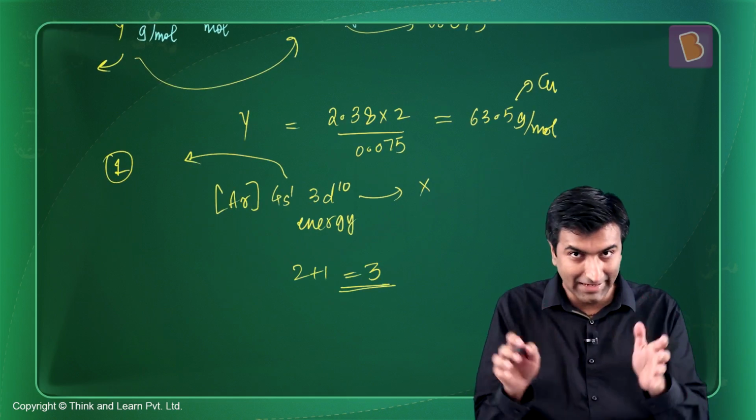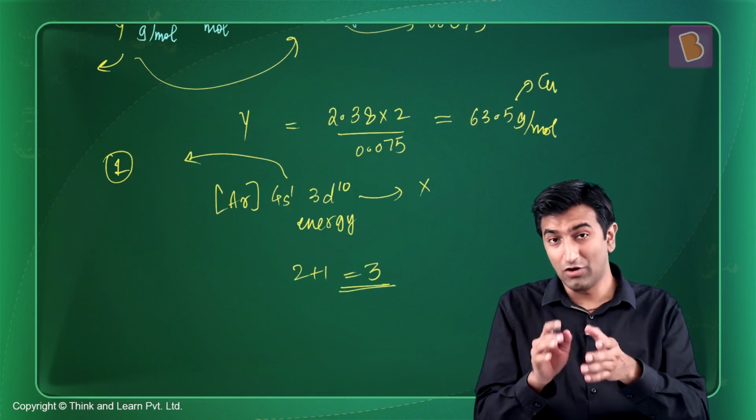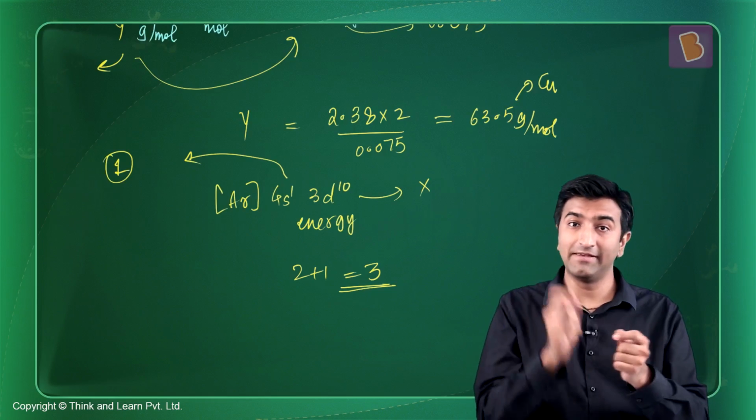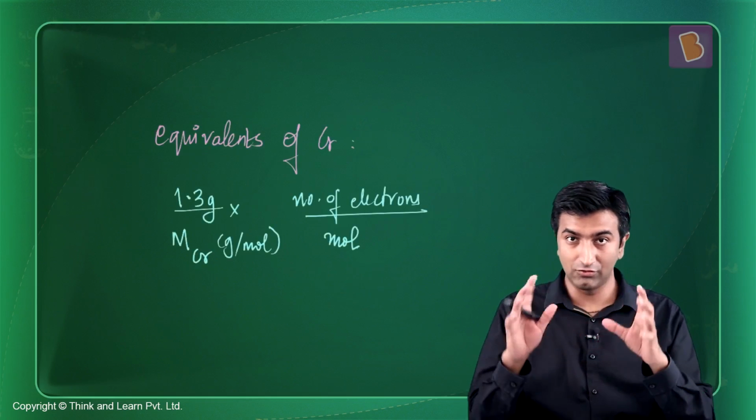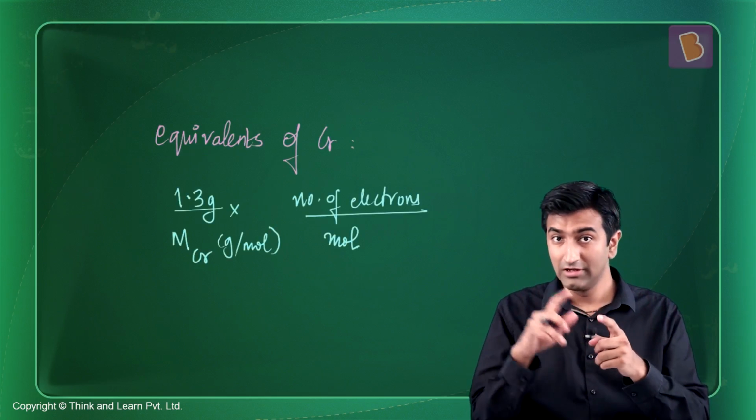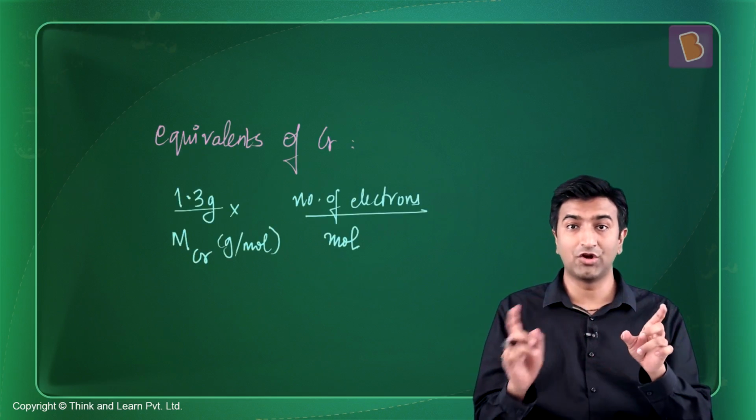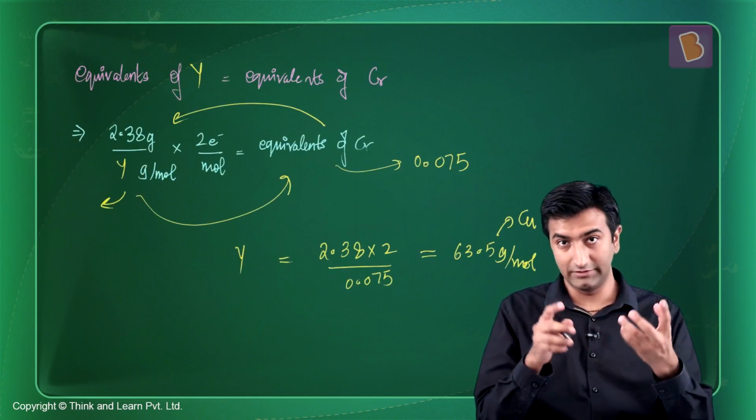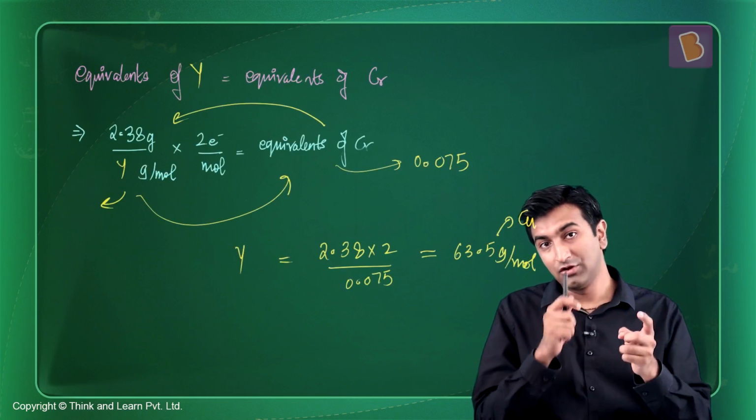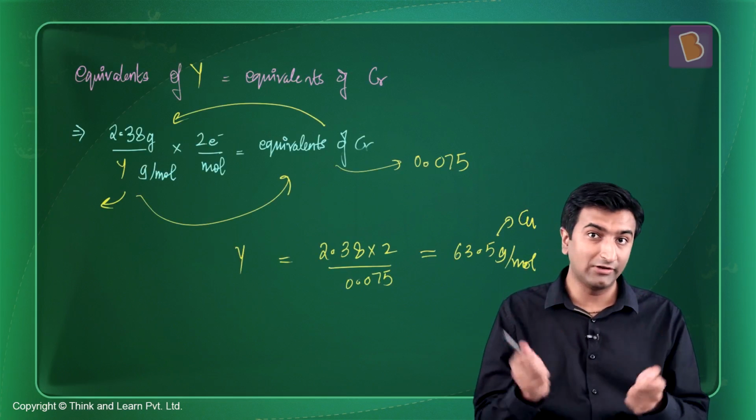There you go. So quick recap, although I did a lot of that during the numerical. What we do here is we use the basics of Faraday's laws. Yeah, the approach sums it up very nicely. We started with how do you get the number of equivalents of chromium. Use that to figure out the number of electrons of X, and then the same equation is used to figure out the atomic mass of the element Y. And then using that, figure out which element it is, and figure out the electronic configuration.